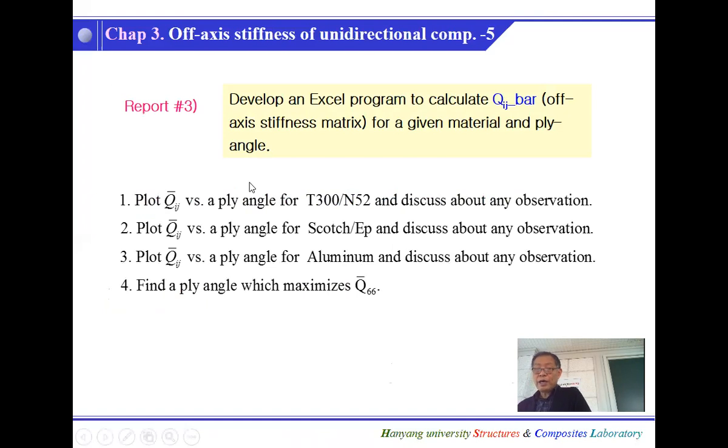Okay, so now you can have all these terms, Q11 versus a ply angle for this material, T300 and Scotch, and also aluminum, and find the ply angle which maximizes Q66. Well, you already went through this kind of a problem statement, so this is not our homework, okay? But I'd like to go through number 3, Q_ij versus a ply angle for aluminum.